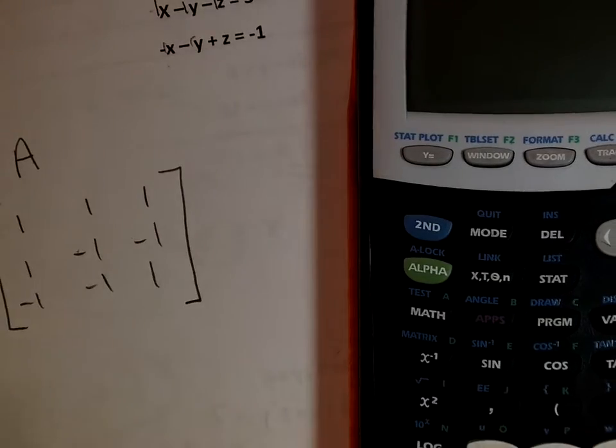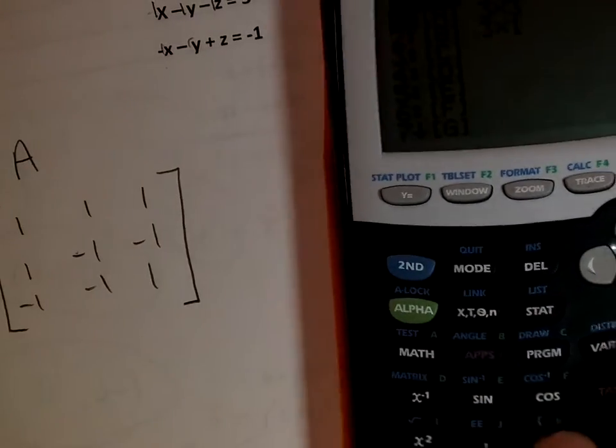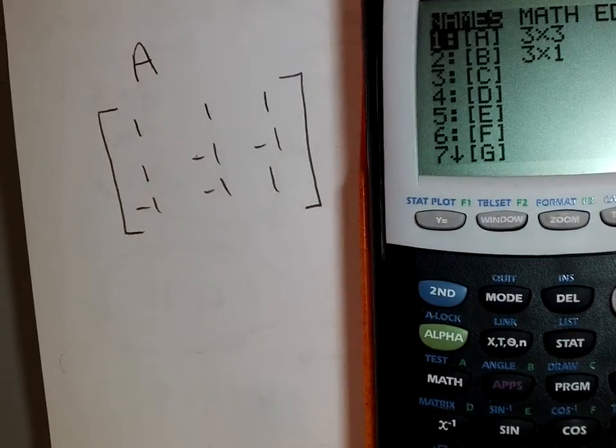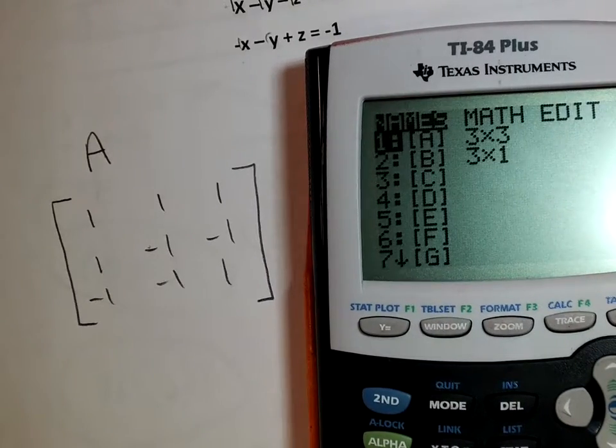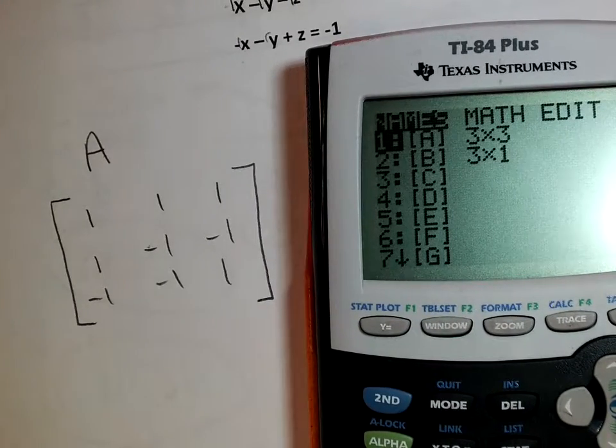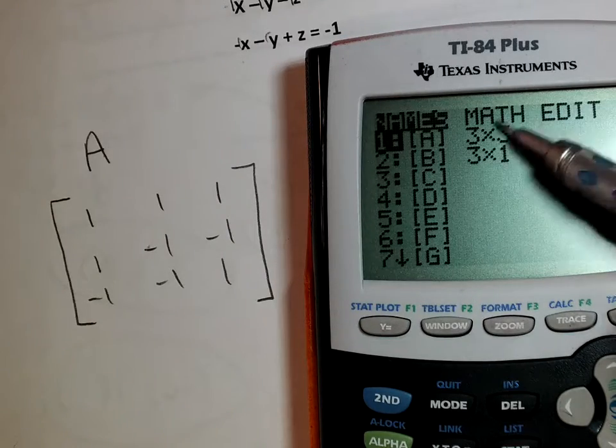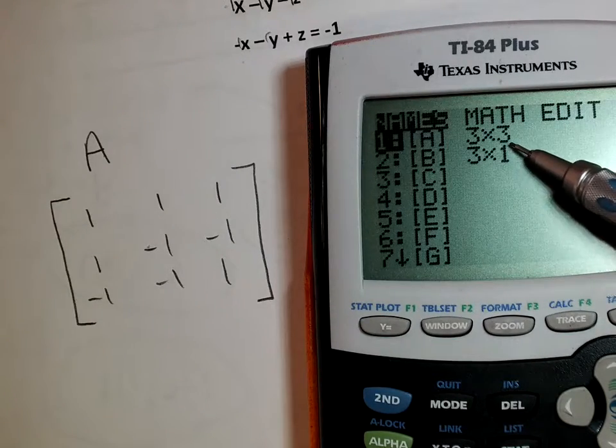Okay, so here's what I do. I go second matrix. There we go, second matrix. So that's much better. I already have some matrices in here. And if you don't have any matrices at all, if it just shows nothing here, that's easy because we're making it.